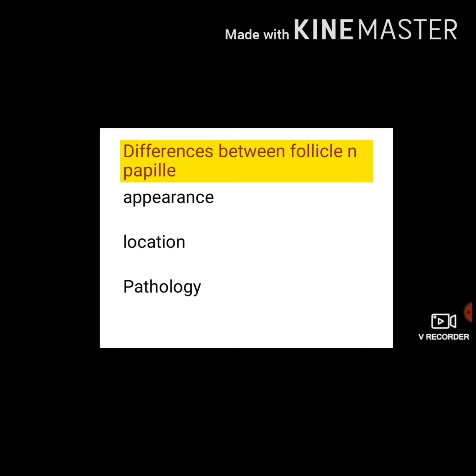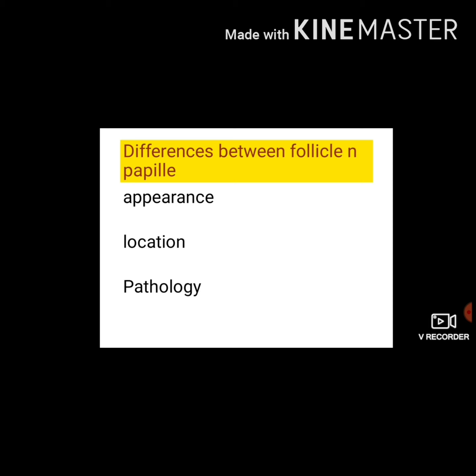Coming to location, the follicles are more common in the upper tarsal conjunctiva and the fornix. Whereas the papillae are more common in the tarsal conjunctiva, more common in the lower, and can also be seen in the upper palpebral conjunctiva. And follicles, if seen on the bulbar conjunctiva, are pathognomonic of trachoma.